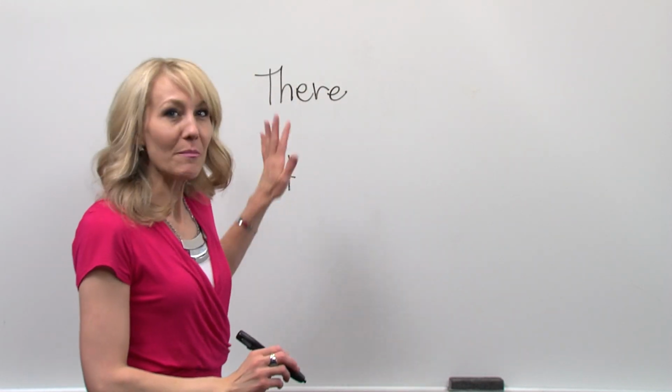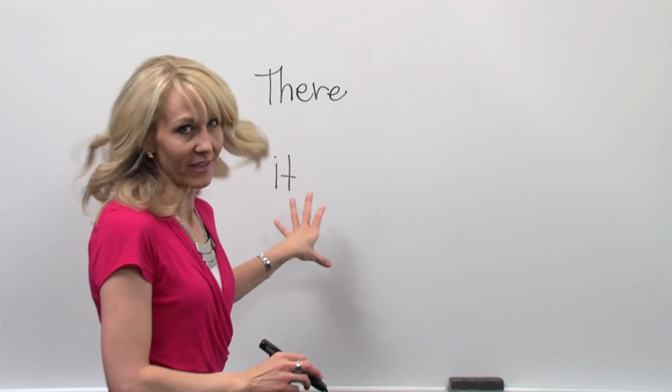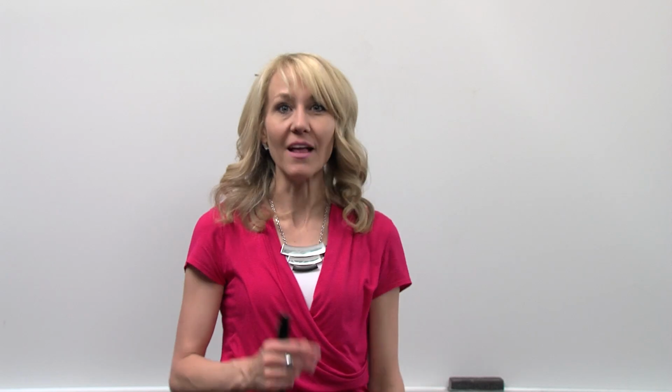There and it. They're the bad guys in the subject category. So when I use there as the subject of a sentence, it's not really a person, place, or a thing. It's an abstract concept. It's not an actor doing the action. Let me give you an example of a sentence.